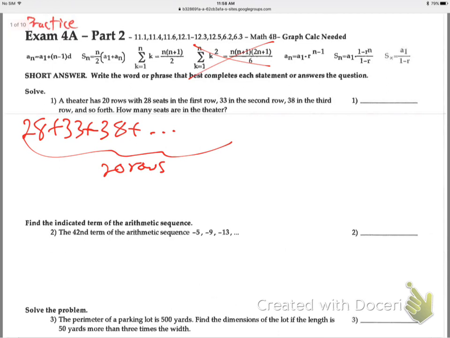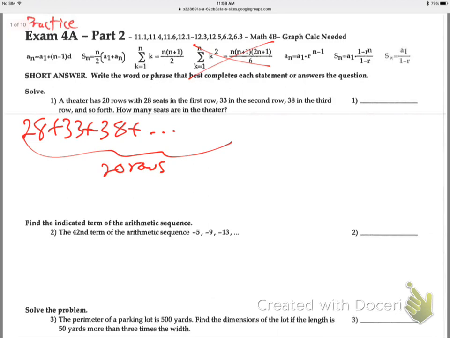They want me to find total seats in the theater, which means add up 28 in the first row, then 33, then 38, etc. 20 rows altogether. Okay. So, which formula are we going to use to make that happen?